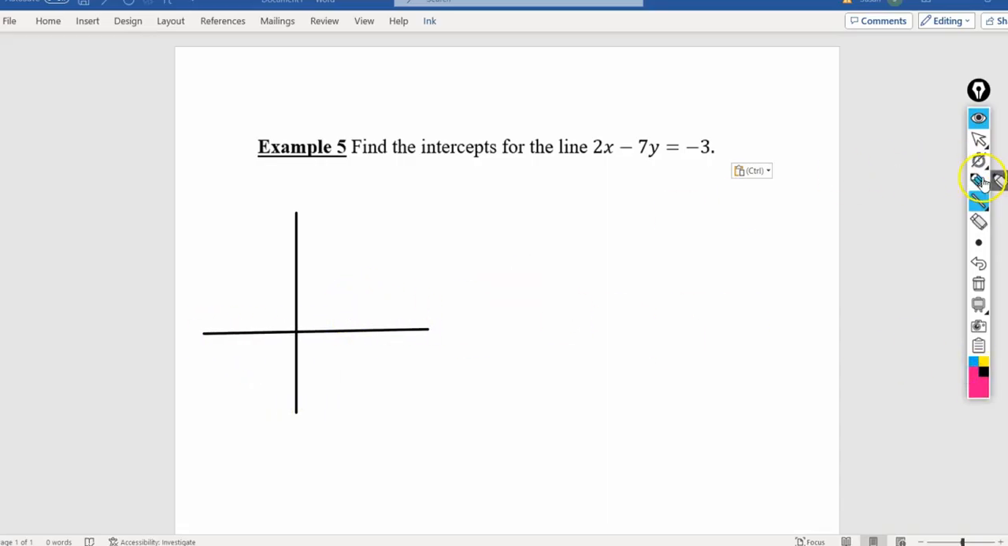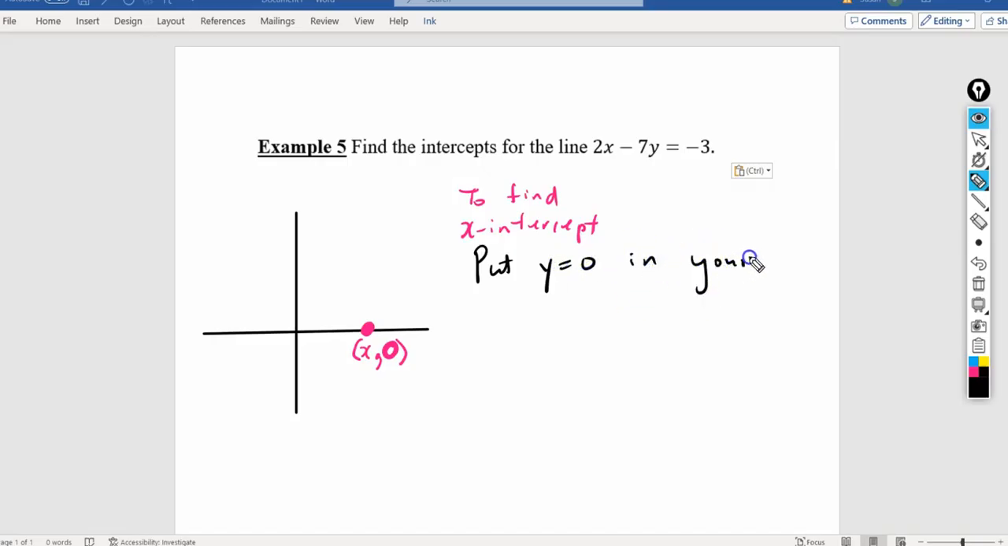Well, an x-intercept is where the graph comes into contact with the x-axis. And what we know about a point on the x-axis is that the y-coordinate will always be 0. No matter what the x-coordinate is, the y-coordinate will always be 0. So to find the x-intercept, you put y equals 0 in your formula and solve for x.